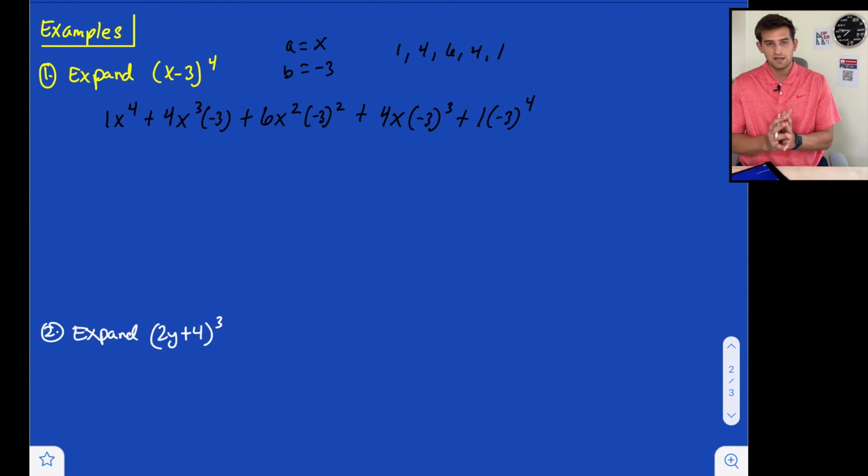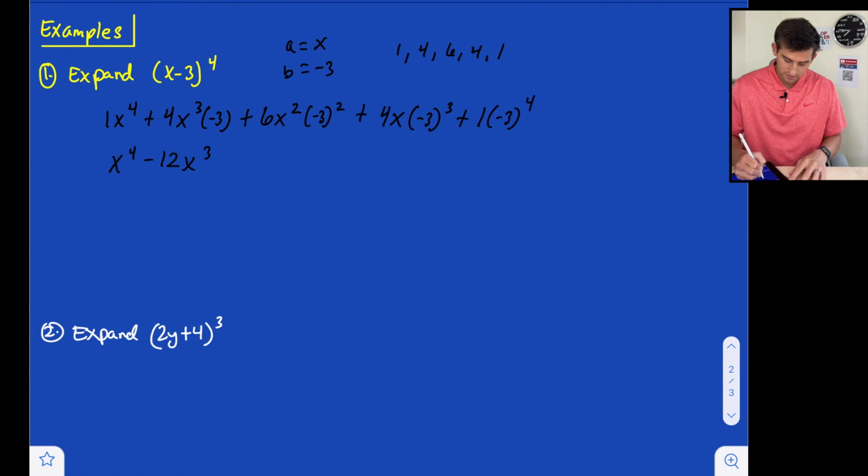Okay, and so now once we've done that, we just got to go through and simplify. So 1x to the 4th would just be x to the 4th. And then we have 4 times negative 3, so minus 12x cubed. Okay, now here we're going to have a plus because negative 3 squared would be 9. 9 times 6 would be 54, so 54x squared.